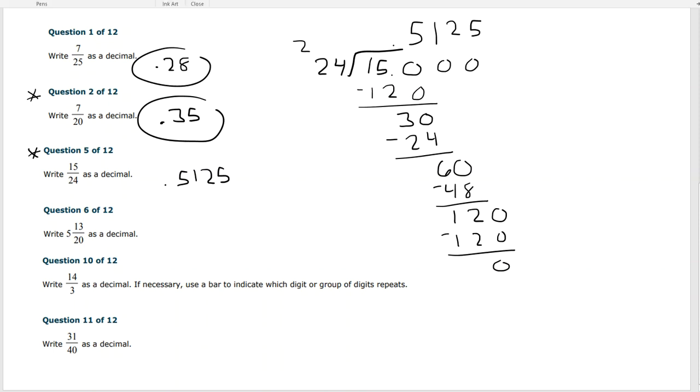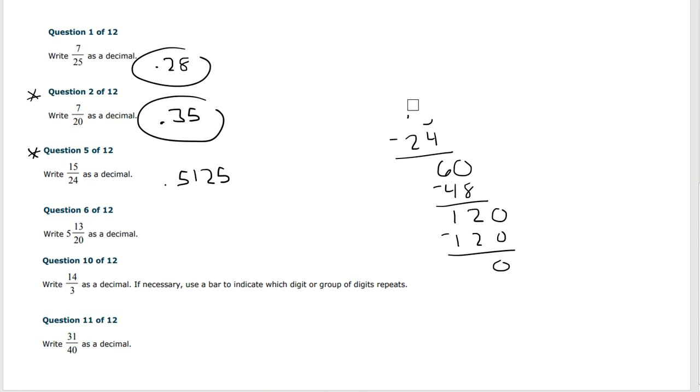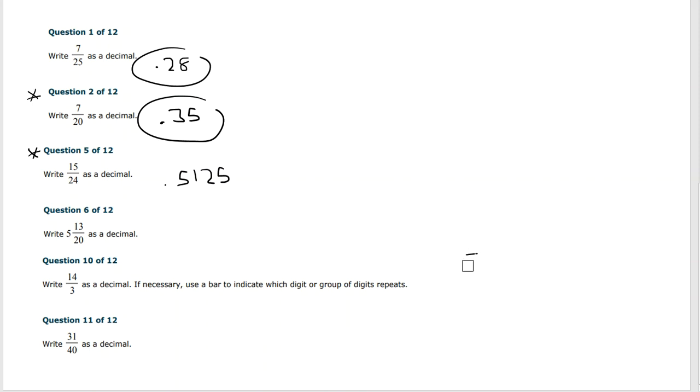Okay, now let's go ahead and look at number 6. On number 6, you can see that what you have is a mixed number. There is a whole number 5, and then there's a fraction part 13/20. Okay, so if we are writing this as a decimal, we can write the 5 down. And then we have to change the fraction 13/20 to a decimal. So the whole number is 5, and then to change 13/20 to a decimal, we take the top number 13, we divide by the bottom number 20.